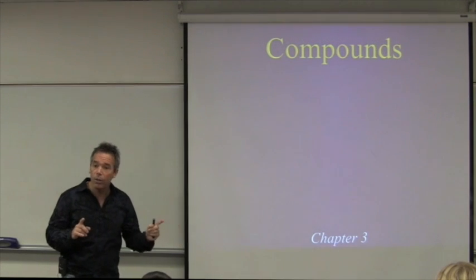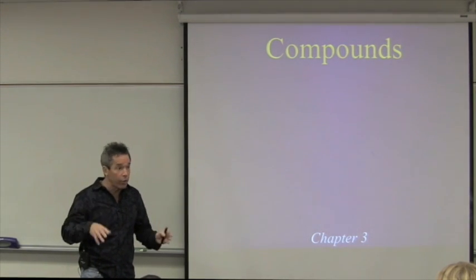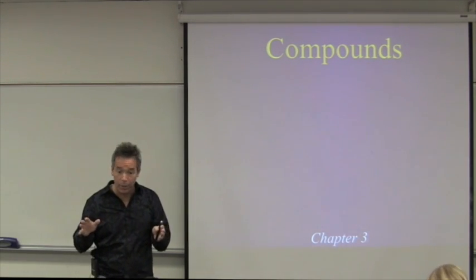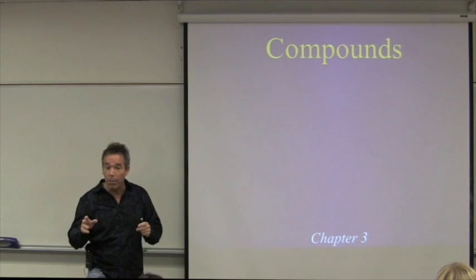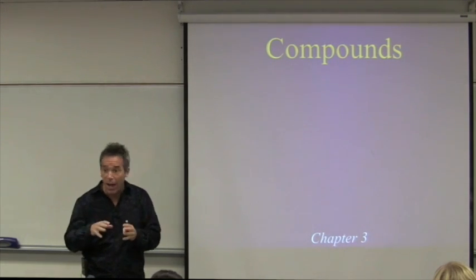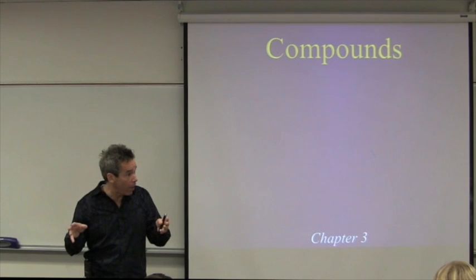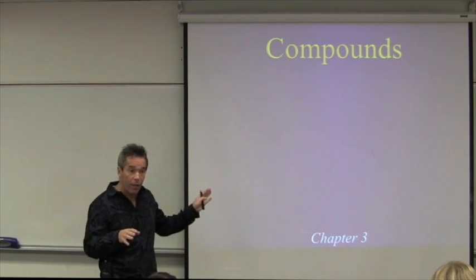We started building a model of atoms in our head. We talked about protons, neutrons, and electrons. We're going to continue that for the first part of chapter 3 because to understand how compounds form, compounds are when you take more than one type of atom, like a water molecule, oxygen, hydrogen, H2O, they're what we call chemically combined. That's what we're going to learn about in chapter 3.